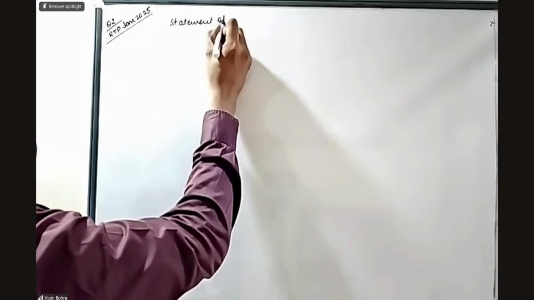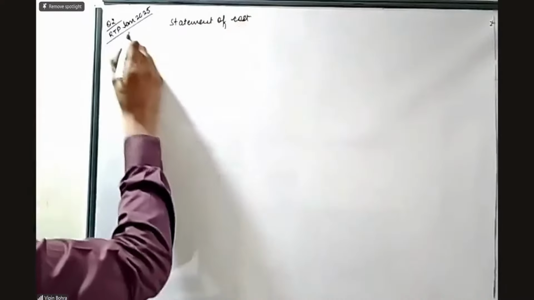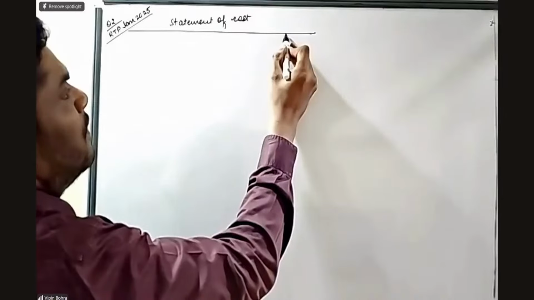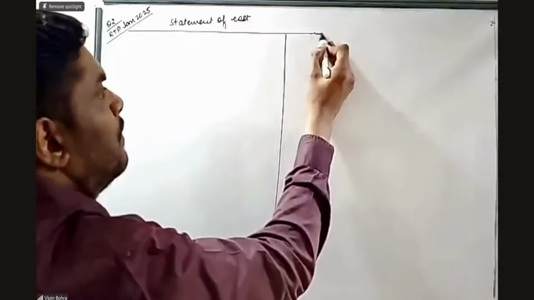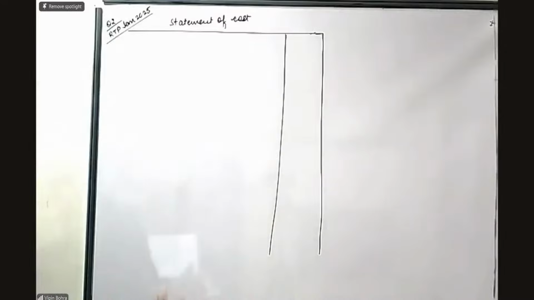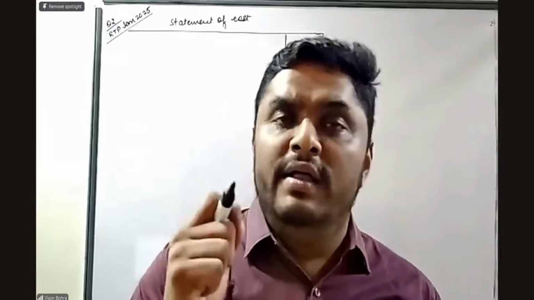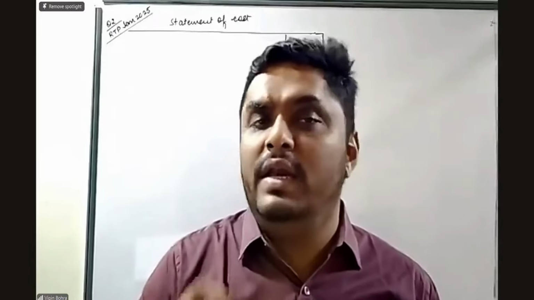So let's start with this question. Question number 2, RTP January 2025. As I mentioned, for the transportation industry, you have to categorize the cost in three parts. That is fixed or standing cost, variable cost or running cost, and maintenance cost.